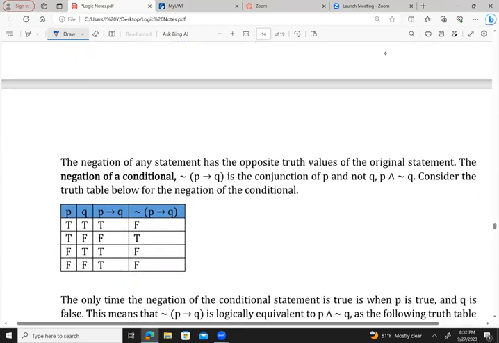So let's look at this. The negation of any statement has the opposite truth values of the original statement. The negation of the conditional is the conjunction of P and not Q. Consider the truth table below for the negation of a conditional. As you see, we have our P and Q, and the conditional is only false when P is true and Q is false. So in this case, the negation of that would be false everywhere except there.